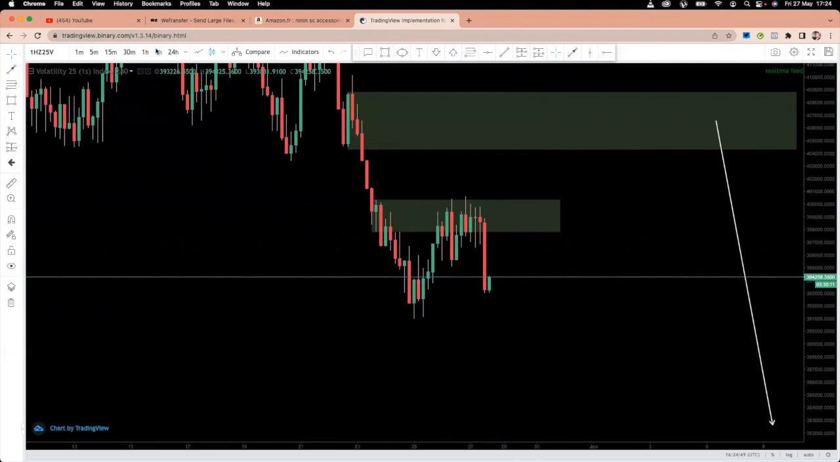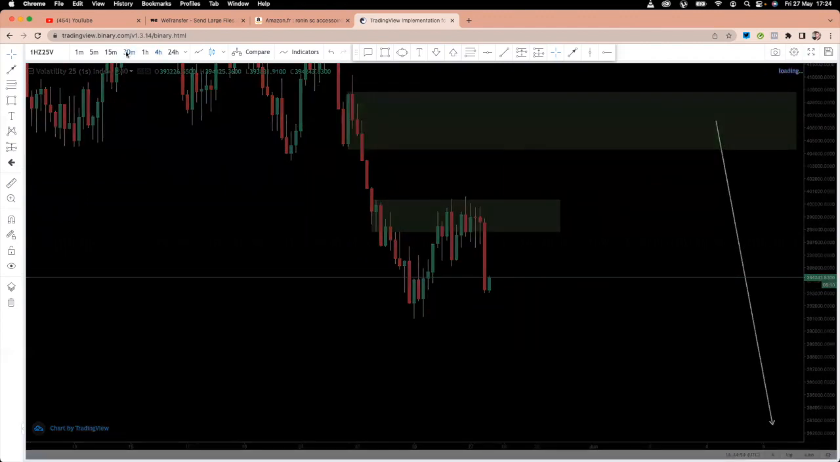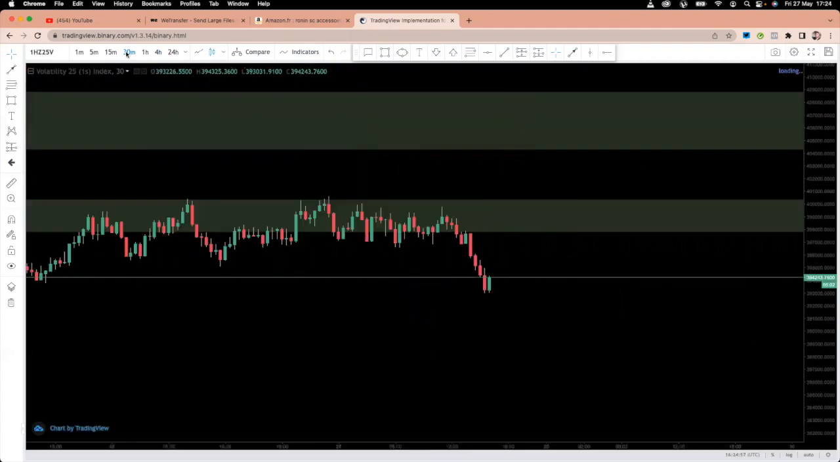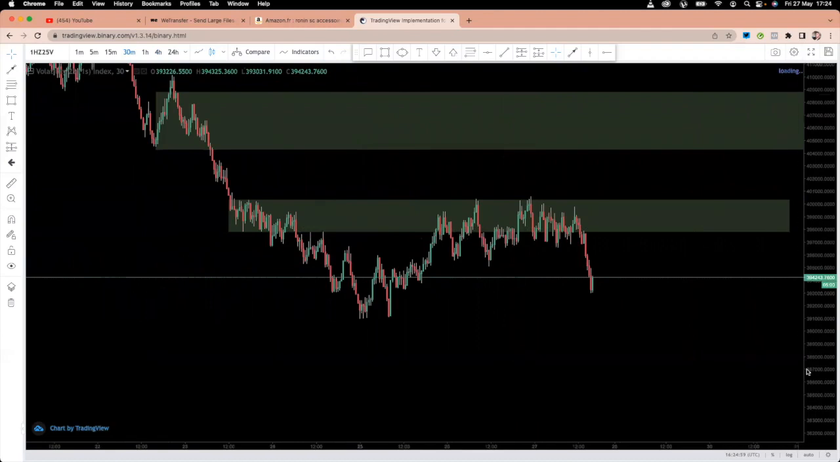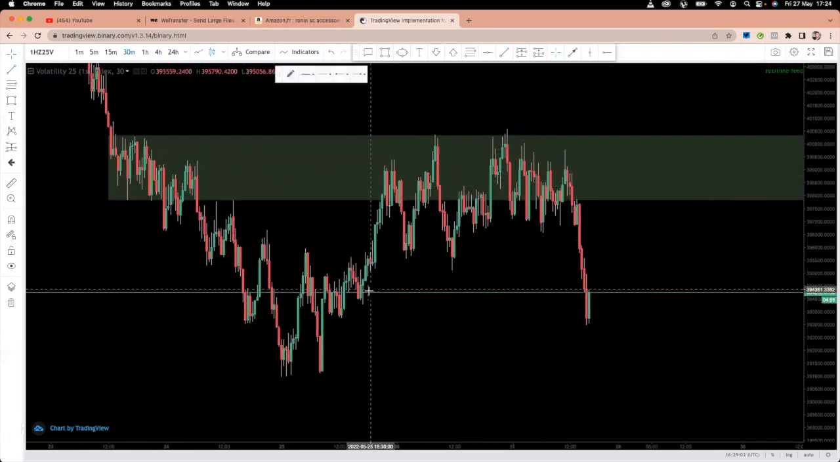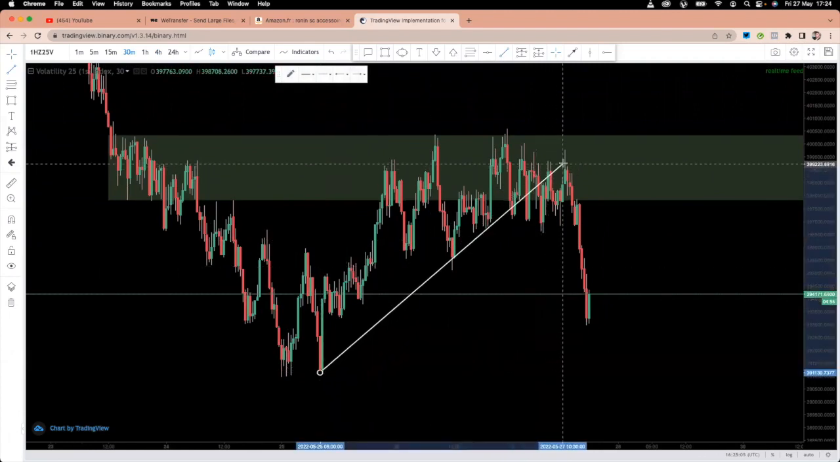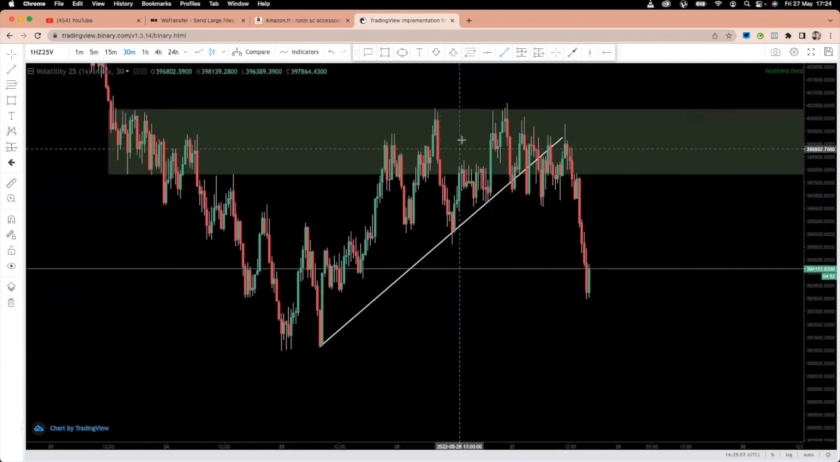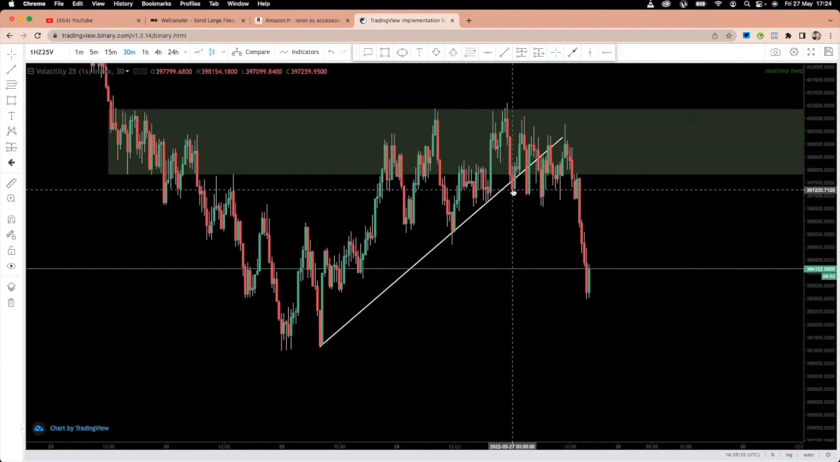We're on H4. I usually go two time frames below, which is the M30. On the M30, look at what we have. Beautiful stuff. You could have traded the trend line break on here, and you told yourself that the first candle that closes below is your entry.